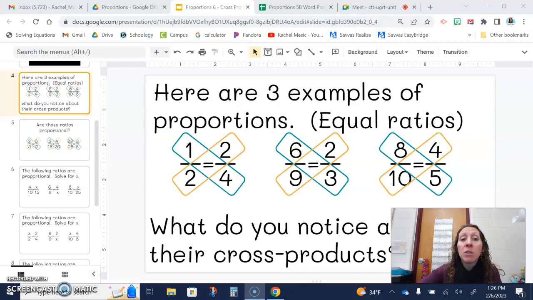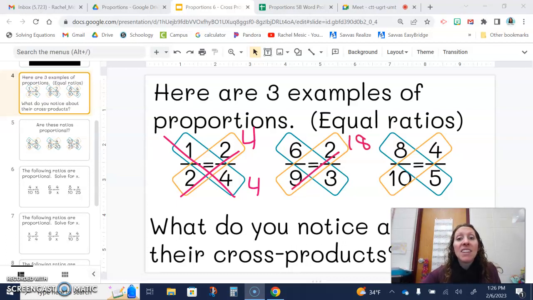And they noticed if they multiplied going across in each direction, let's say they multiplied this way, they'd get 4. And then the other way, 1 times 4 is also 4. For this next proportion, 9 times 2 is 18. 6 times 3 is also 18. So if you multiply diagonally across, you will get the same product. That's pretty cool.